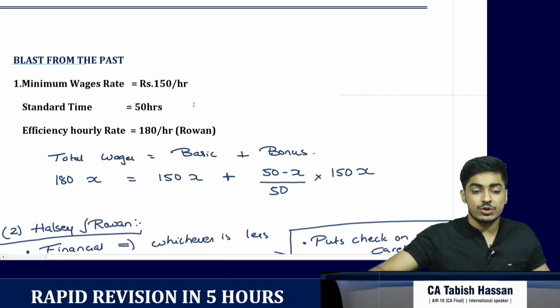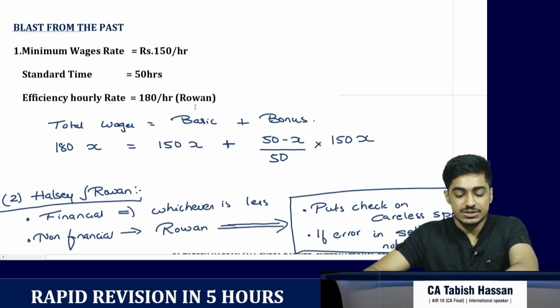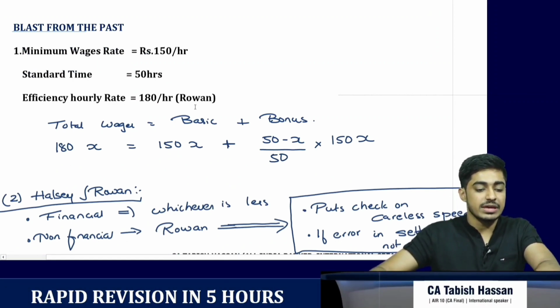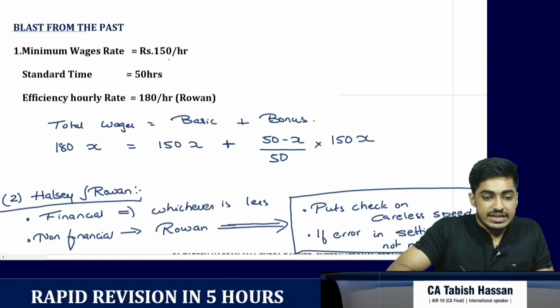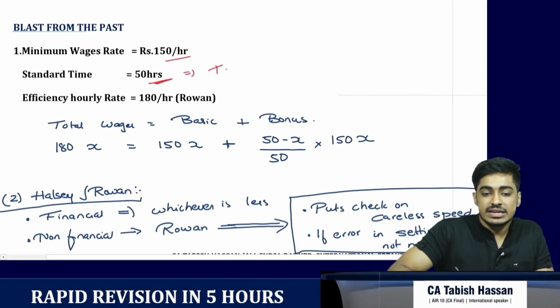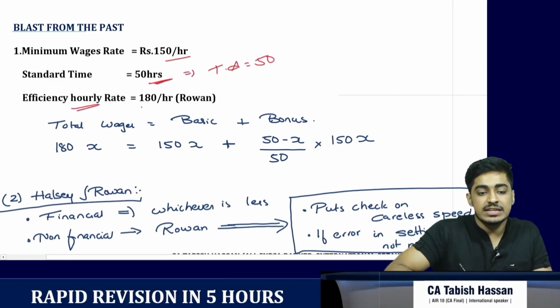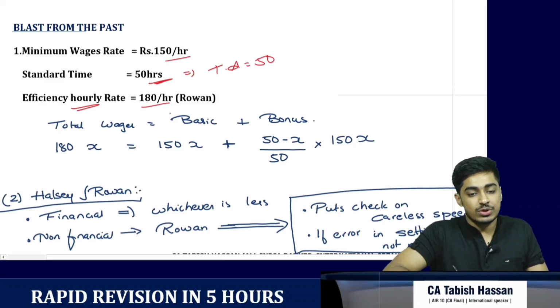Now, coming to important questions. Have a look at this question. The minimum wage rate is 150 per hour. That is the time rate. Standard time, that is time allowed, is 50 hours. And effective hourly rate is 180, meaning as per Rowan.